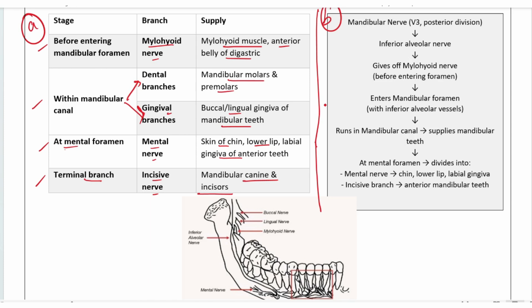Okay, now let's move on to the flow chart. Then we have the mandibular nerve, which gives rise to the inferior alveolar nerve. Okay, this gives off a branch called the mylohyoid nerve before entering the foramen. That's the mandibular foramen. Once it enters, it gives branches to the inferior alveolar nerves and vessels. It runs in the canal. It supplies all the mandibular teeth. Then, at the mental foramen, it divides into the mental nerve and the incisive branch. The mental nerve supplies the chin, lower lip, labial gingiva, and the incisive branch will supply the anterior mandibular teeth, that is incisor plus canine.